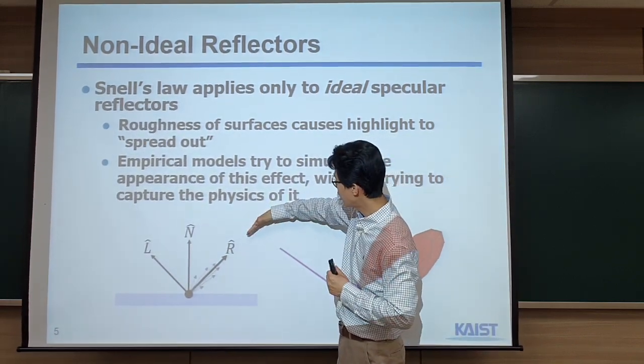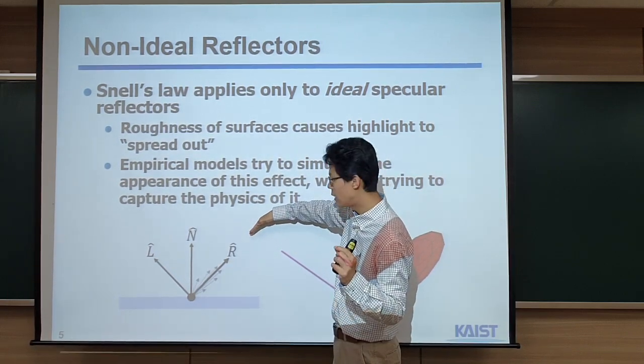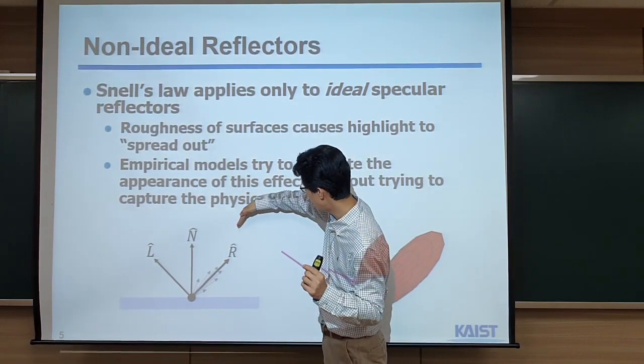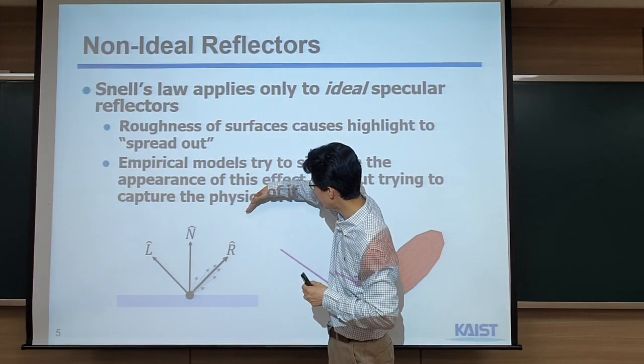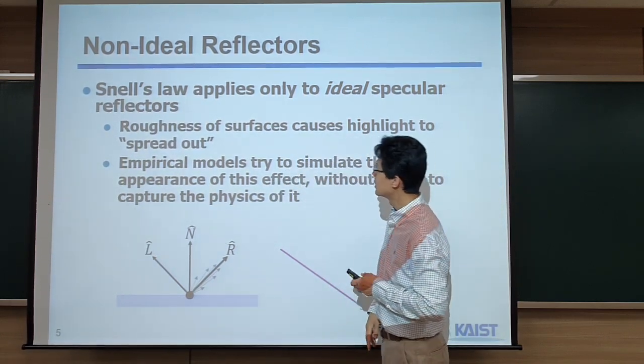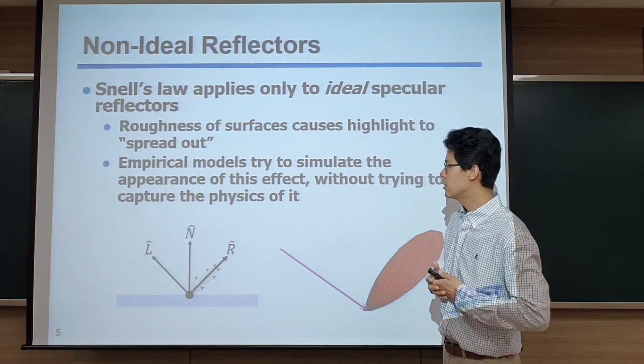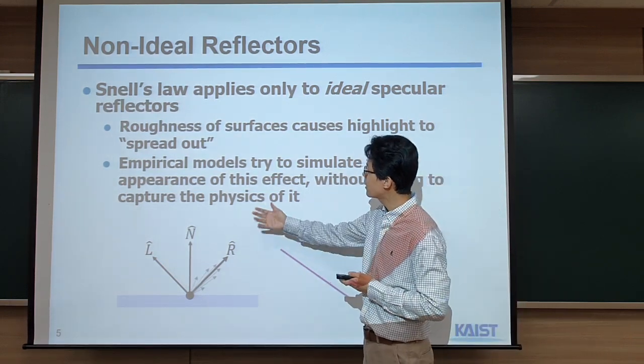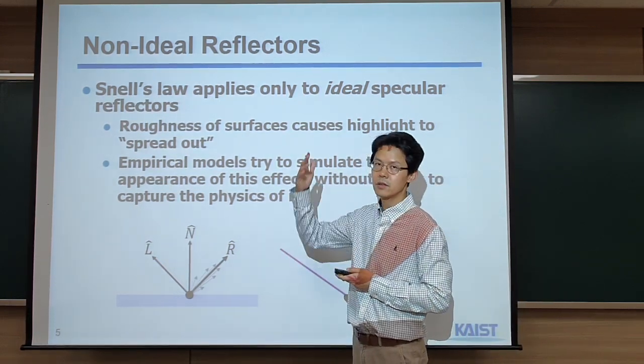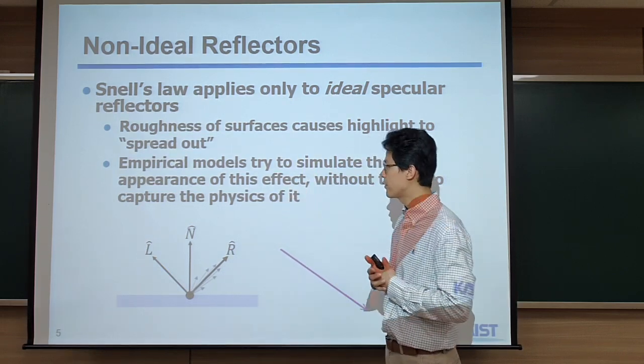But if we are a little bit away from the R vector, with our viewing vector away from this R vector, then for the case of the ideal reflector, we don't get any energy. That's why this kind of ideal reflector applies to mirror reflection.